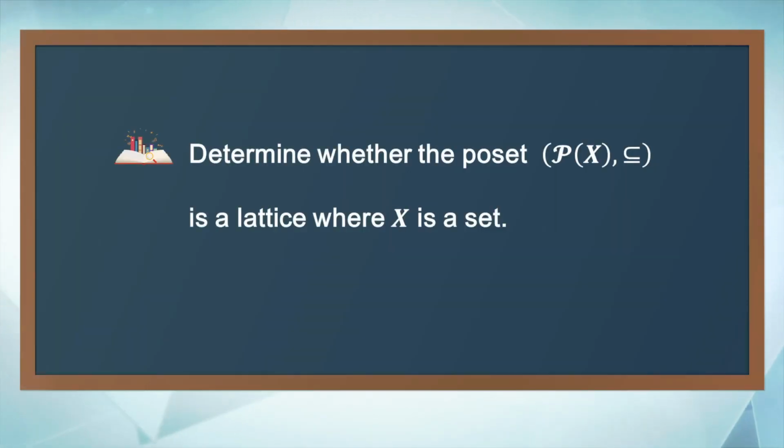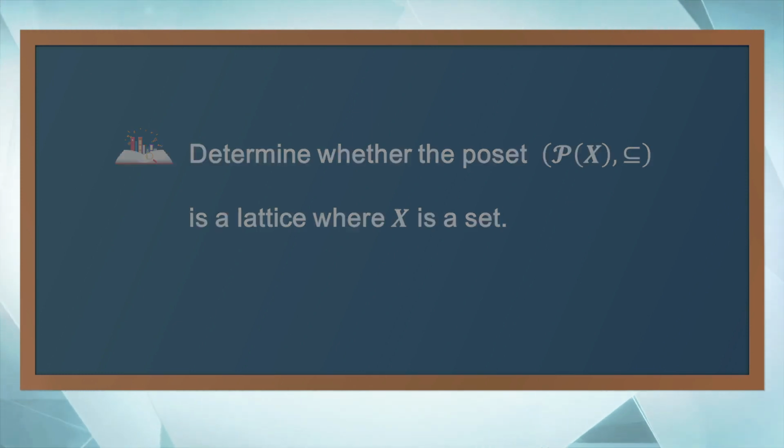This conclusion could be generalized. Suppose X is a set. The power set of X together with the inclusion relation is a poset. Determine whether this poset is a lattice. We need to determine whether every pair of elements has both a supremum and an infimum. What are they if they exist? That's a question worth pausing to consider. I think you could get the answer.